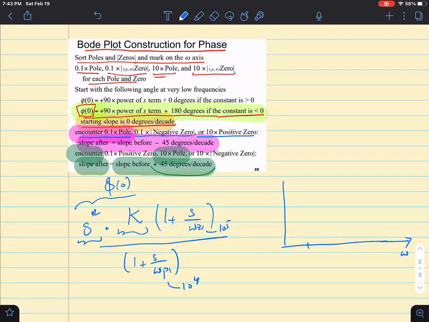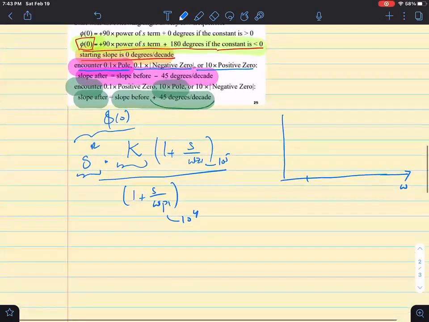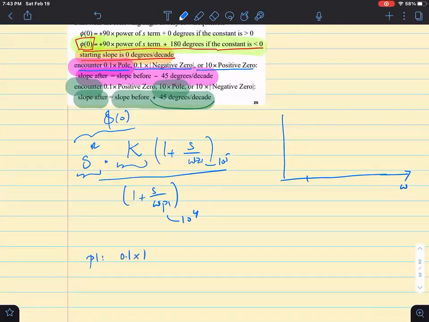Okay, so what I have here is for P1, I have 0.1 times 10 to the 4 and 10 times 10 to the 4, and for Z1, it's a positive 0 here, so I have 0.1 times 10 to the 5 and 10 times 10 to the 5. And I have to sort these four quantities, okay? So let us see what this comes out to be.